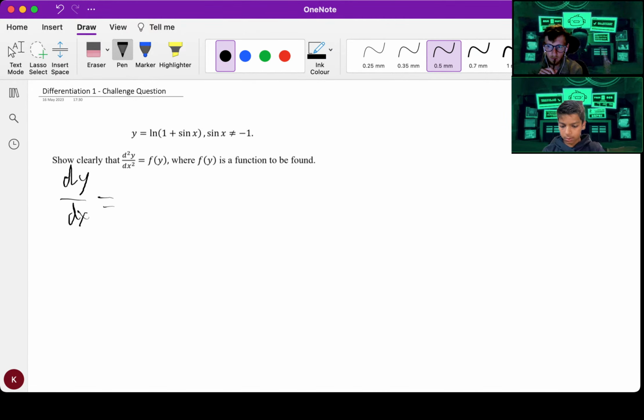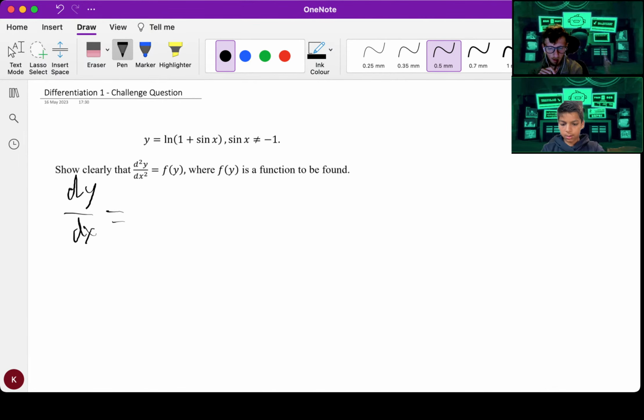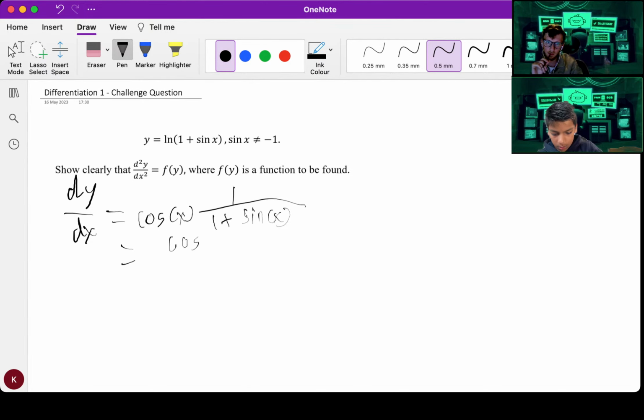Right, so we have to use the chain rule, and so the derivative of 1 plus sine x is cos x, and the derivative of ln is 1 divided by, so then 1 in 1 plus sine of x, that is cos of x in 1 plus sine x. Good stuff.